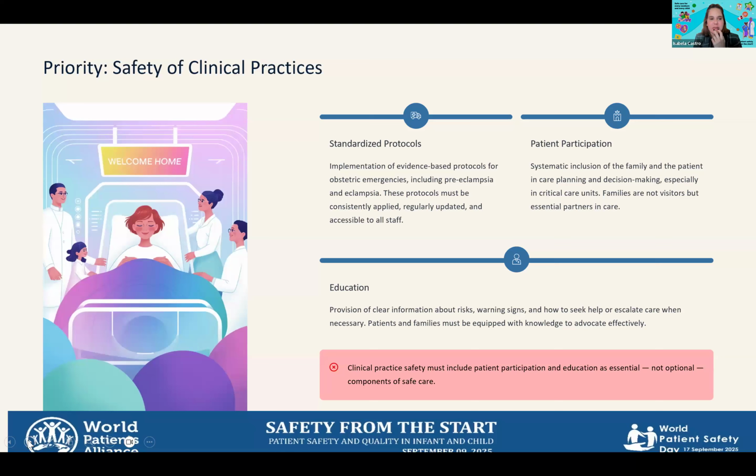So priority, as Dr. Blerta and Dr. Peter said: safety of clinical practice, standardized protocols, patient participation, which might be a tattoo on our skin. Allow patient participation, and education in systems at all levels. Next slide, please.